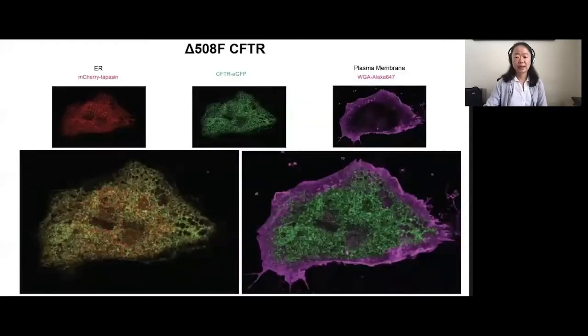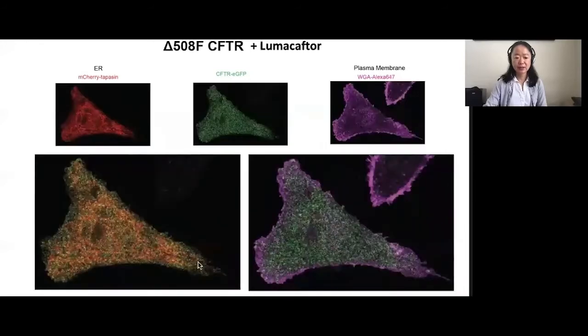We'll also image the location of delta 508 using the green fluorescence tethered to CFTR. Delta 508 superposes well with the ER marker, but not with the plasma membrane marker, indicating it's largely retained in the ER. Addition of lumacaftor rescued some delta 508 to the plasma membrane. As you can see in those regions, we can see green dots venturing beyond the ER marker.